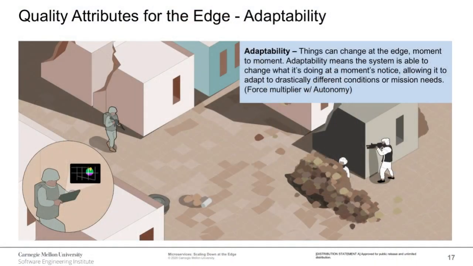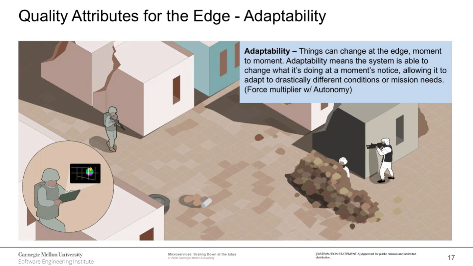So next up, we have adaptability. The definition that we're using here is that things can change moment to moment, and that moment to moment is really important. Adaptability means that the system is able to change what it's doing at a moment's notice, allowing it to adapt to drastically different conditions or mission needs. And it can obviously be a force multiplier with autonomy.